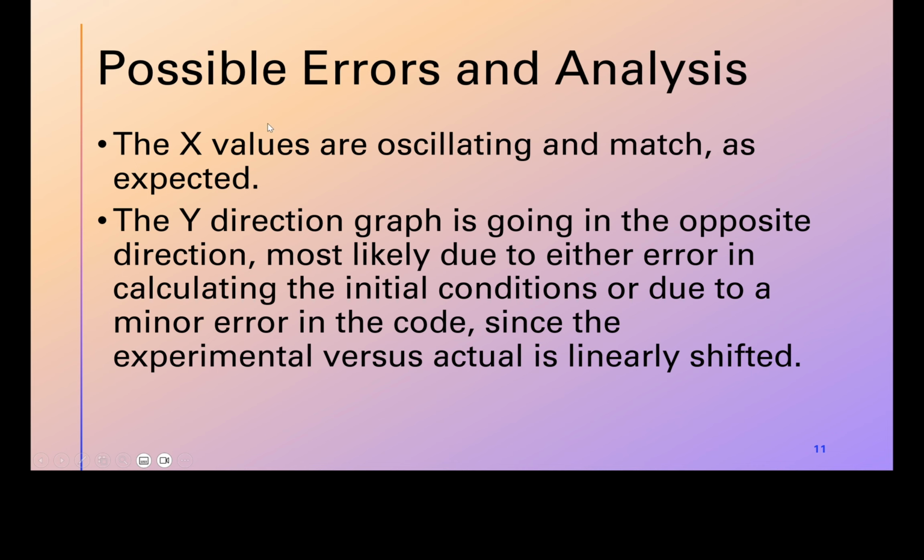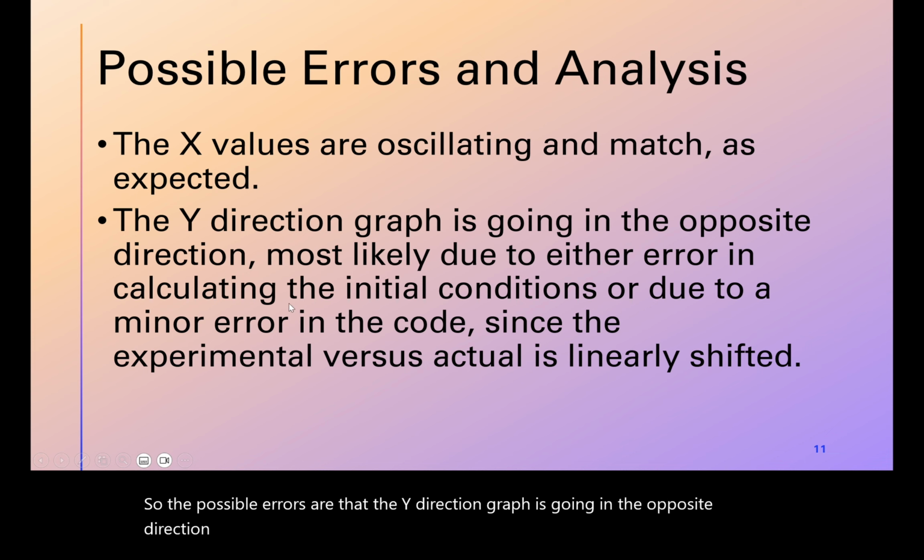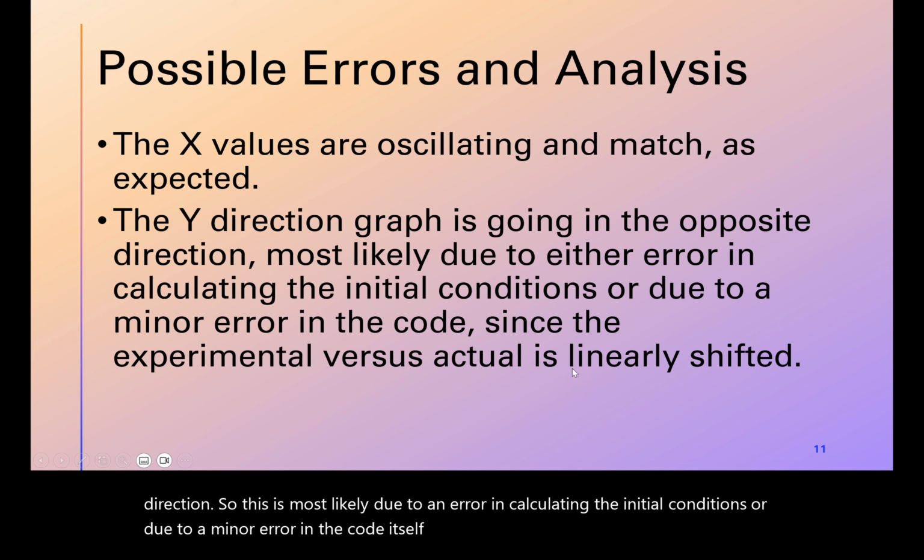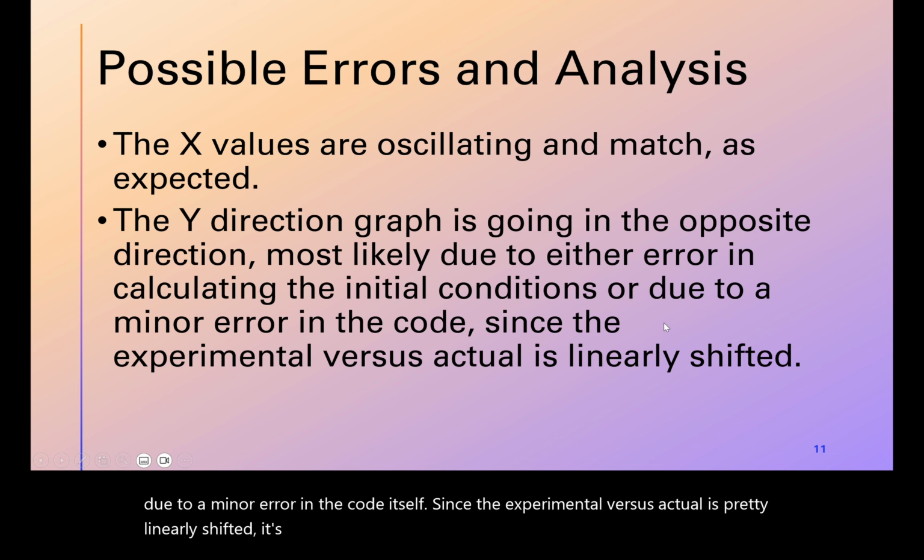So the possible errors are that the y-direction graph is going in the opposite direction, so this is most likely due to an error in calculating the initial conditions or due to a minor error in the code itself. Since the experimental versus actual is pretty linearly shifted, it's not actually radically different, it's just shifted by half of the period length. The x values, however, are oscillating and they match as expected.